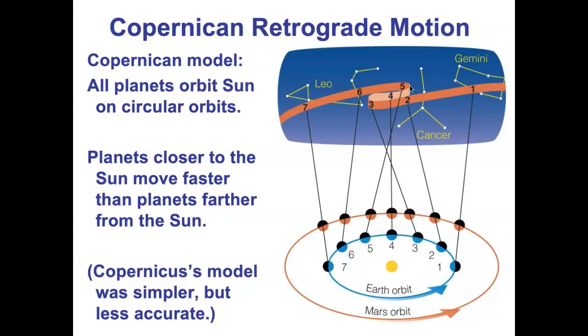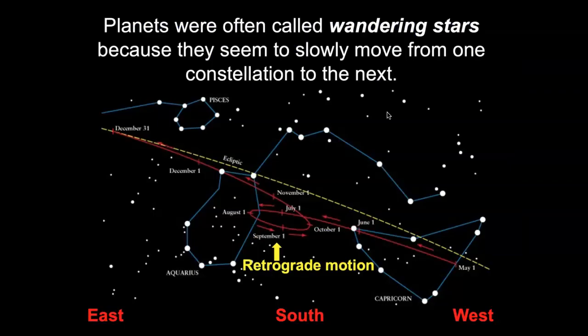Copernicus comes along and says, no, the planets are making circular orbits around the sun. That explains the retrograde motion. And yes, it did explain the retrograde motion, but it was less accurate, right? Copernicus's model didn't explain how the planets actually move across the sky as accurately as the Ptolemaic idea did.